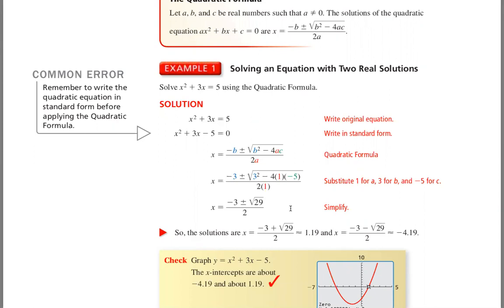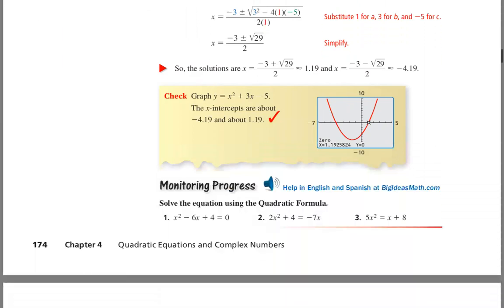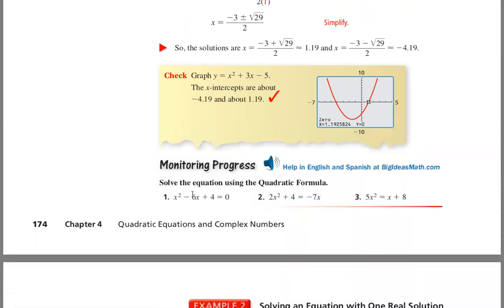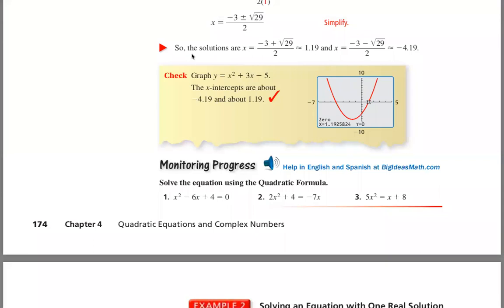Now, biggest thing I want to tell you guys is this. I would probably figure out what that number underneath the square root is, and then go from there. If these two numbers can't divide, then just keep it rolling. So let's go ahead and look at the monitoring progress. I'll go ahead and do this first one for you guys. If you want to pause it right quick and do it yourself, you're more than welcome to.